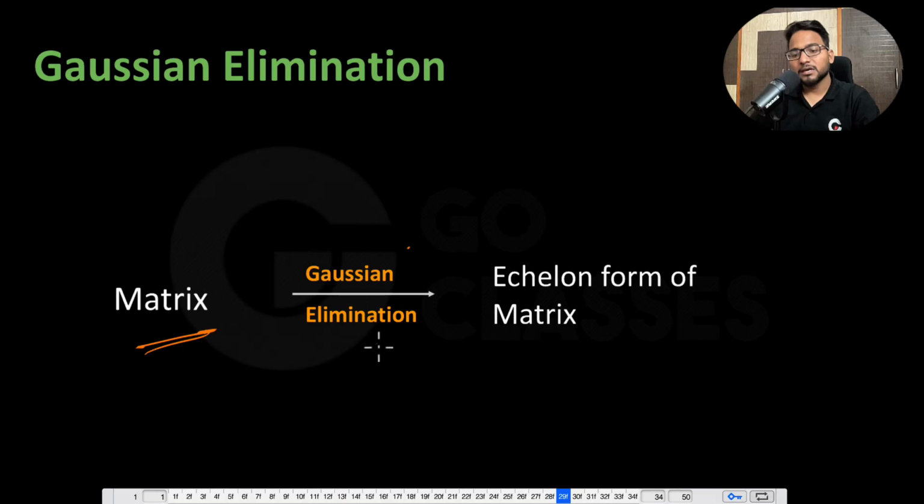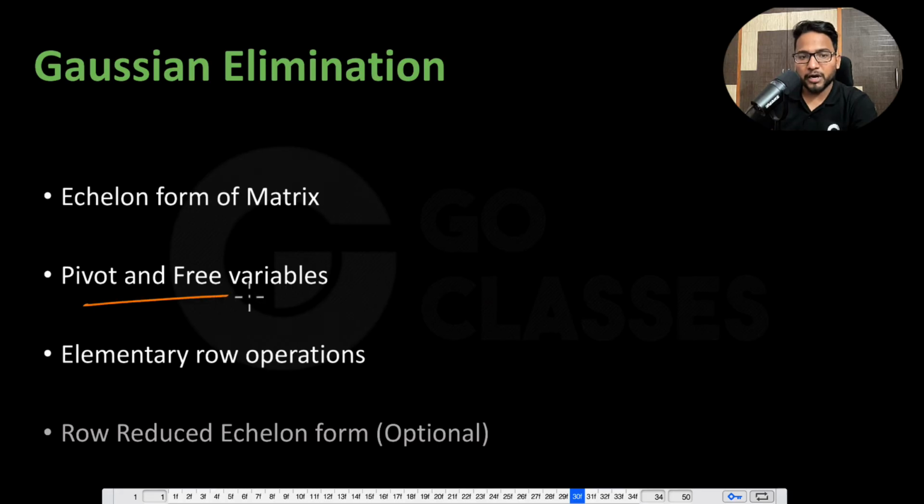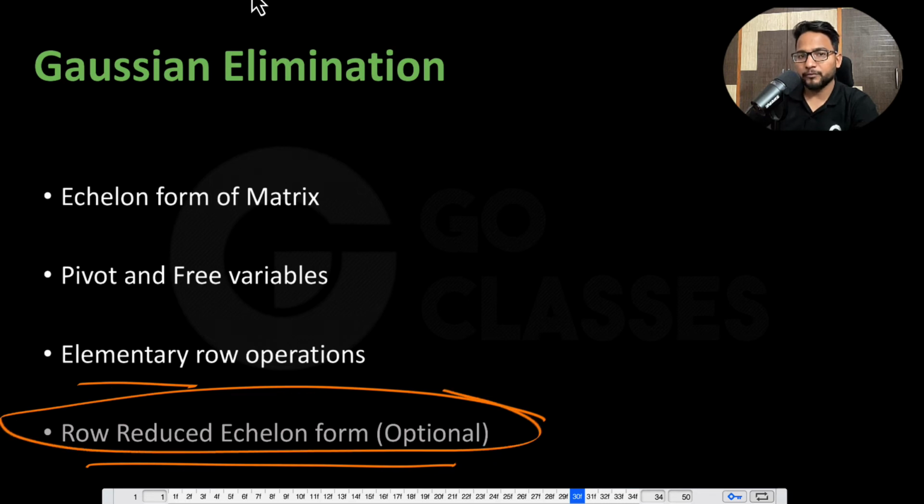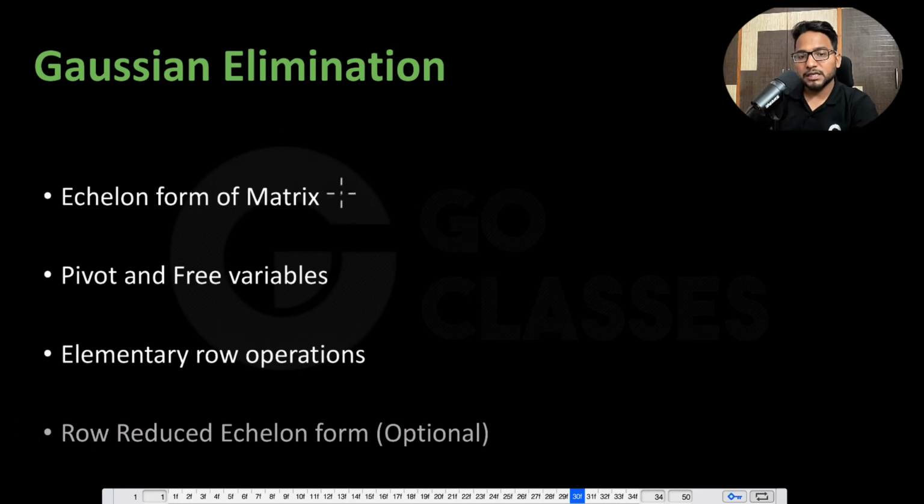So this method basically requires a few basic terms to understand: the echelon form of the matrix, pivot and free variables, elementary row operations, and row reduction echelon form. This last one is optional, something we will do at the end. But yes, it requires these basic things to understand, and then you will get to know what Gaussian elimination is.